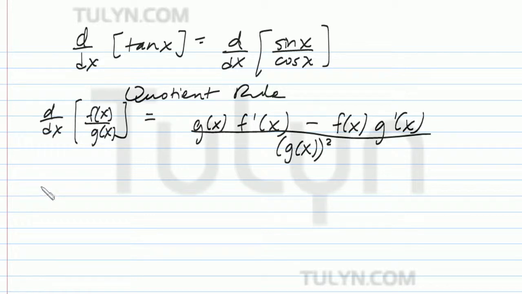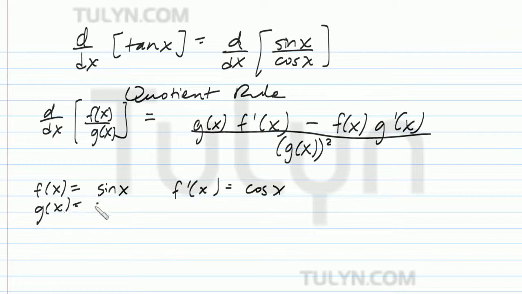So what you have to do first is find f of x, and that's going to be sine of x in our given function, right? And then f prime of x is going to be equal to cosine x, and g of x is equal to cosine of x, and g prime of x is equal to negative sine of x.